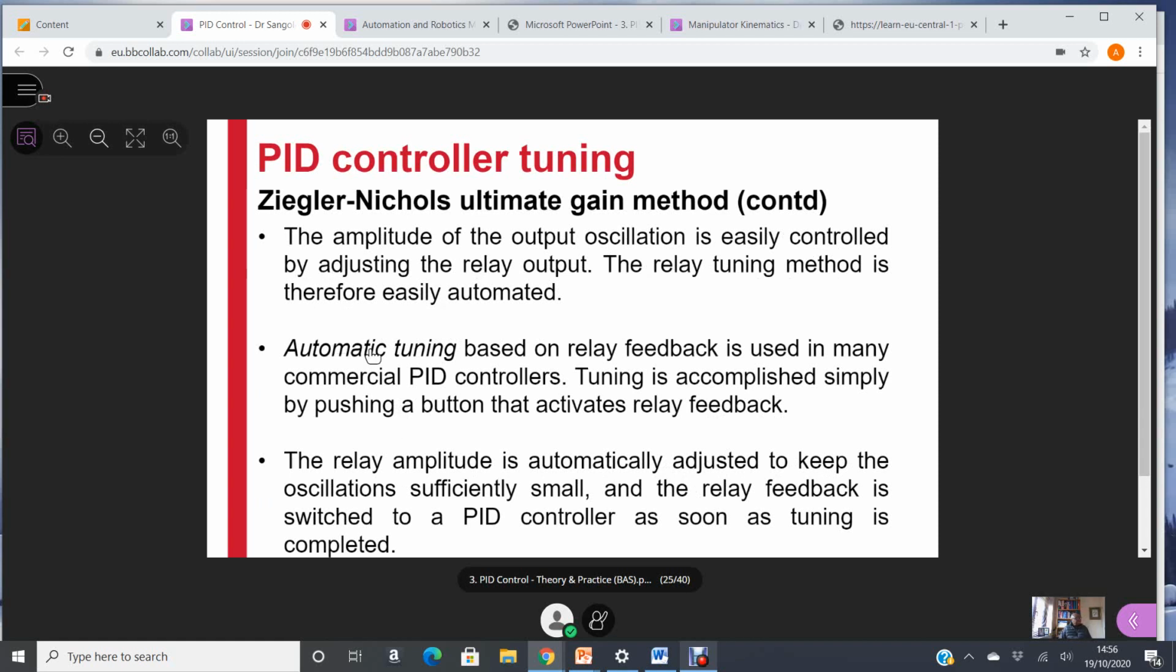Okay. Here are some benefits of this relay method for tuning. We can easily control the amplitude of the output oscillation by adjusting the relay output, that square wave, to control the output of the process. So it's easy then to automate the relay tuning method. And in fact, you have automatic tuning based on the relay test method, and that is actually implemented in many commercial PID controllers.